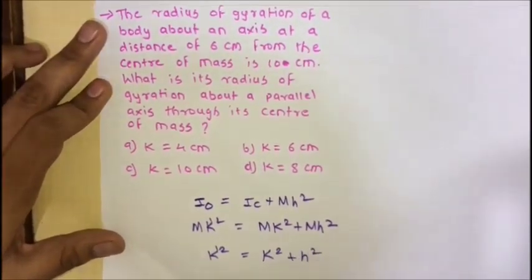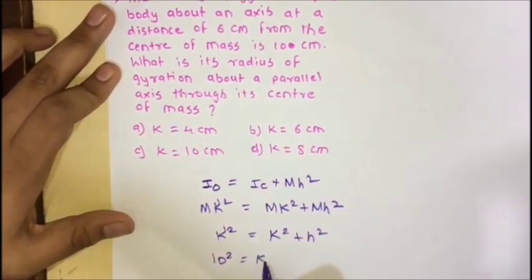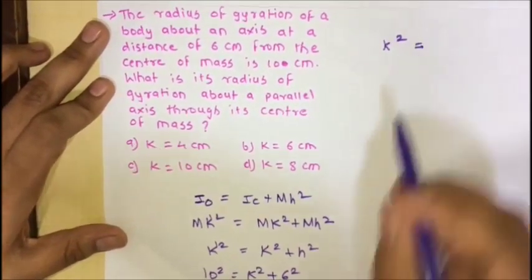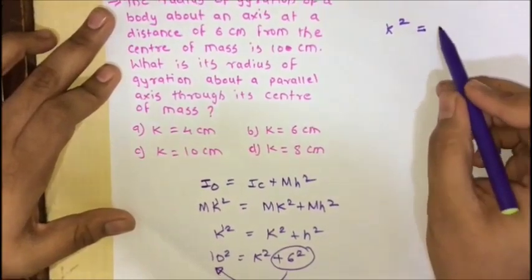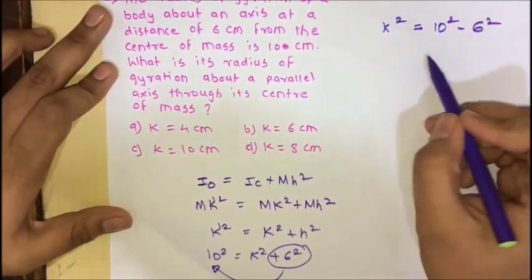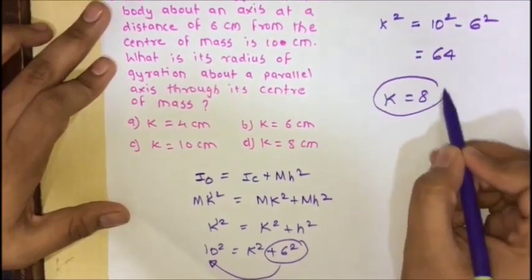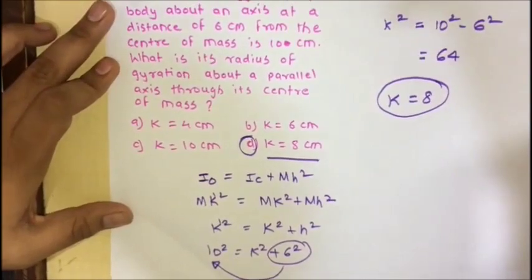K dash square is equal to k square plus h square. Substituting the values, 10 square is equal to k square plus 6 square. Value for k square can now be written as 10 square minus 6 square, which is equal to 64. So value for k is equal to 8. So option D, k is equal to 8 centimeter, is the correct answer.